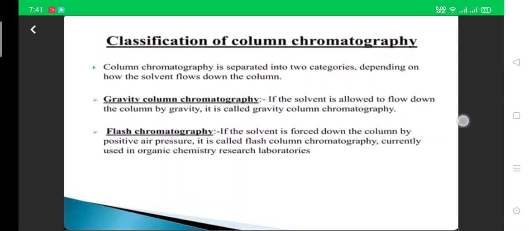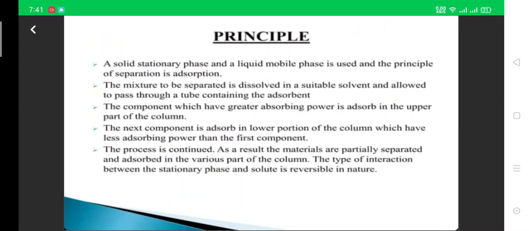chemistry research laboratories. Principle. A solid stationary phase and a liquid mobile phase are used, and the principle of separation is adsorption. The mixture to be separated is dissolved in a suitable solvent and allowed to pass through a tube containing the adsorbent. The components which have greater affinity for the adsorbent are separated in the upper layer, and those which have lower affinity for the adsorbent are separated in the lower layer. The process is continued. As a result, the materials are partially distributed and form various bands of color.